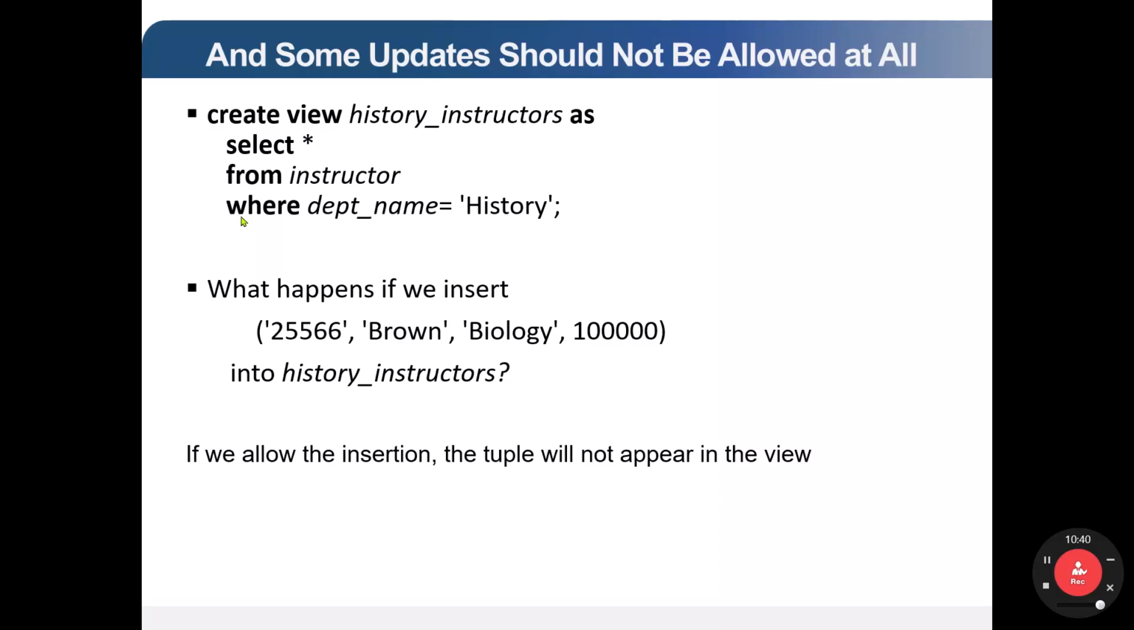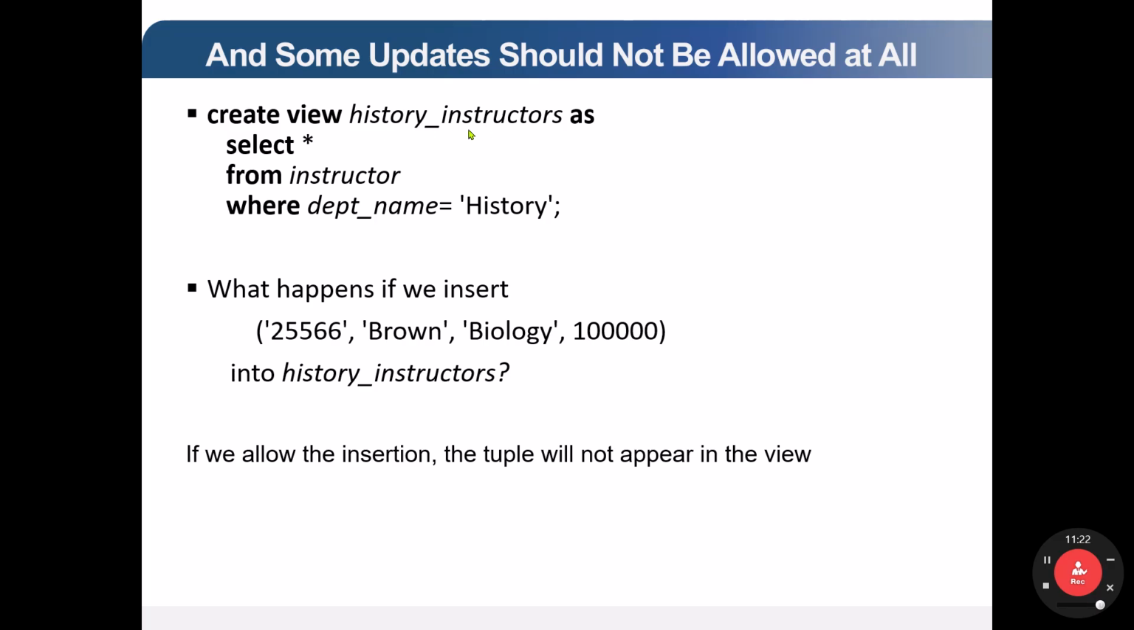All right. What about this? Here we don't have a natural join. We are just selecting everything from instructor, and department name should be equal to history. So we created a view named history instructor, which is just a subset of instructors. Only instructors from history department will be included in this view. And since this is a simple query, maybe DBMS allows us to insert a new record. So let's insert this new record, Brown from biology department. Oh, should we allow this query?